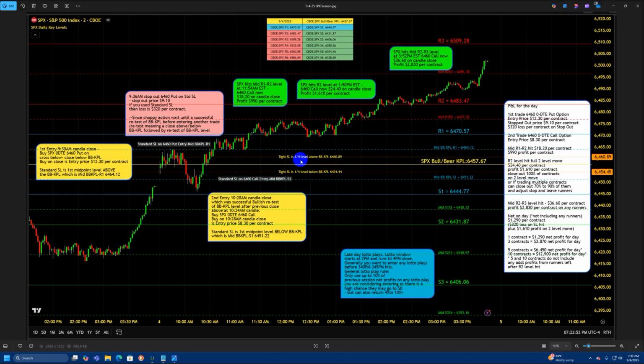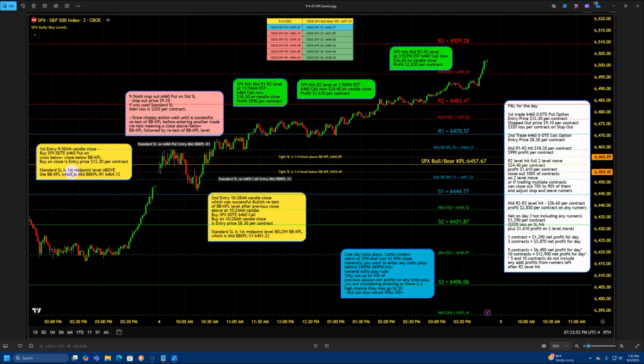For right now, if you want to use the tight SL instead of the standard, you simply add the midpoint level and the BBKPL together and divide by 2, and that equals the quarter level. So for the quarter level above, you add these two together and divide by 2. For a tight stop loss below, you take this first midpoint below, add it to the BBKPL, and divide by 2.